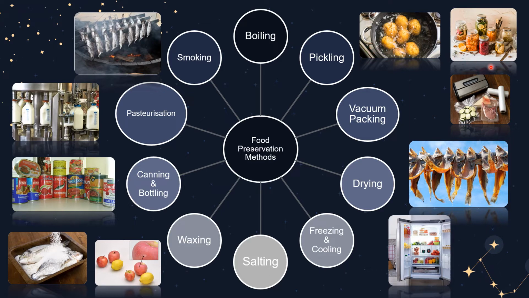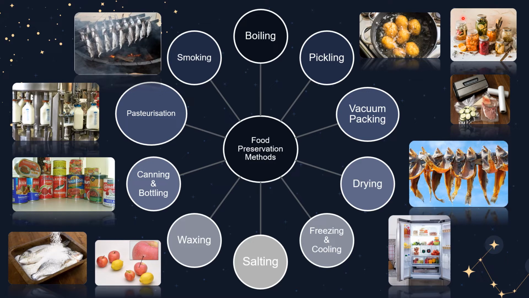Next is pickling. Pickling means a process of brining food in a sugar or salt solution. This method is commonly used to preserve food and vegetables, so it is usually used for fruits and vegetables.